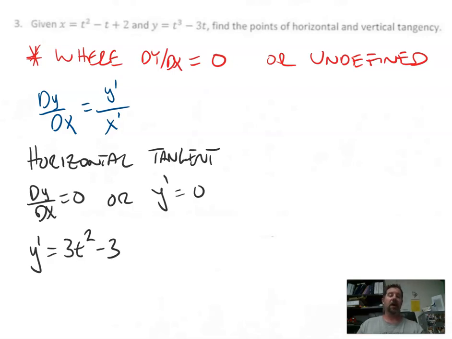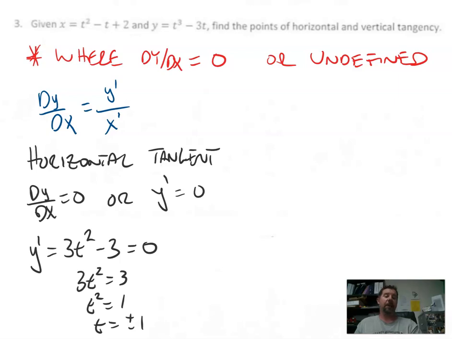So I'm just going to go ahead and find y prime, which is 3t squared minus 3, and I'm going to set that equal to 0 and solve. And that is going to happen at t equals plus or minus 1. Now, remember, the directions said to find the points of horizontal tangency. So we need to actually go back and find our x and y coordinates.